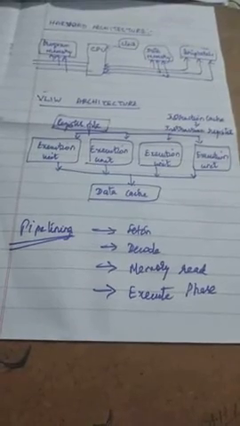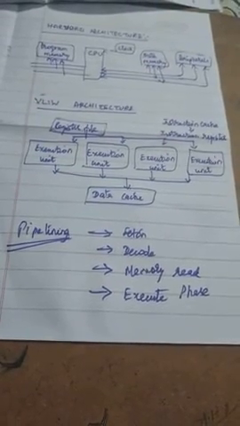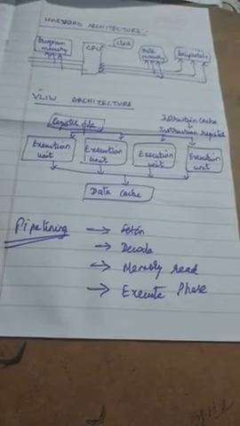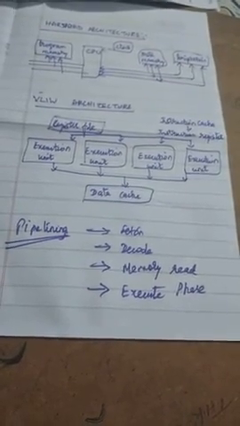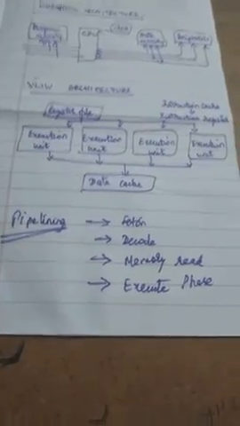And by definition, a pipeline is nothing but a processor which breaks down its instructions into a series of discrete pipeline stages. Okay, thank you.